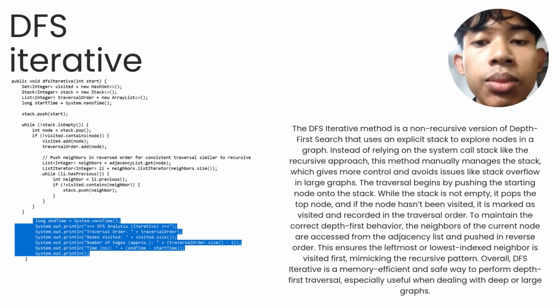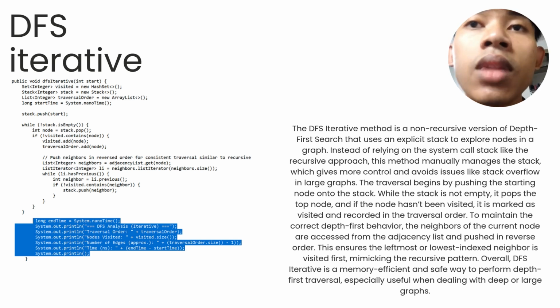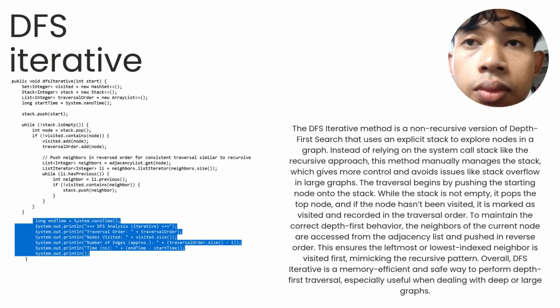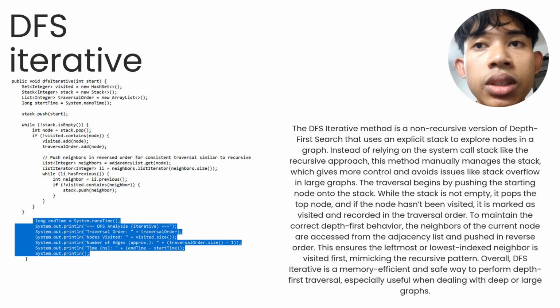So I will be presenting about the DFS iterative. So what is the DFS iterative? DFS iterative is a non-recursive method. It is a version of the depth first search that uses an explicit state to explore the nodes in the graph. So instead of relying on the system call state like the recursive approach, this method manually manages the state, which gives more control and avoids issues like stack overflow in large graphs.